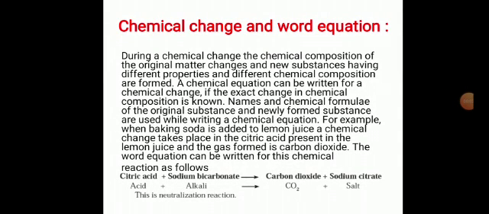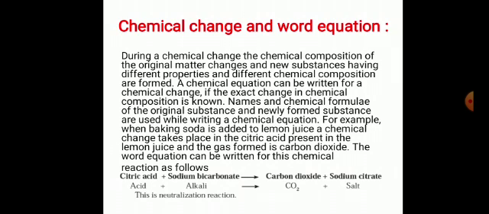Let us study chemical changes and how the word equation can be formed. During a chemical change, the chemical composition of original matter changes and new substances having different properties and different chemical composition are formed. A chemical equation can be written for a chemical change. If the exact change in chemical composition is known, names and chemical formulae of the original substance and newly formed substance are used while writing a chemical equation.